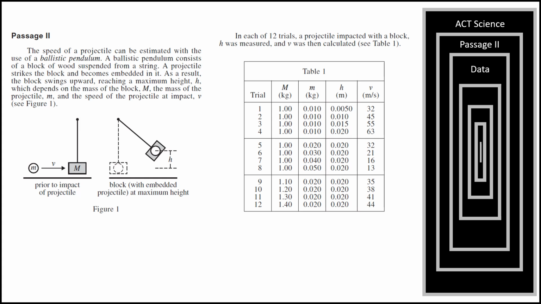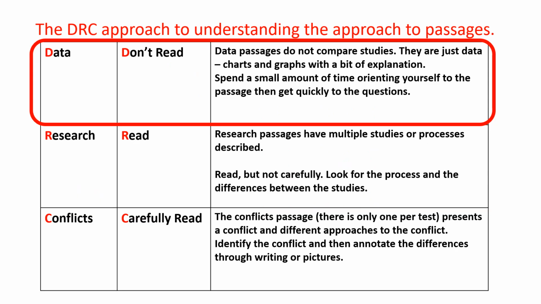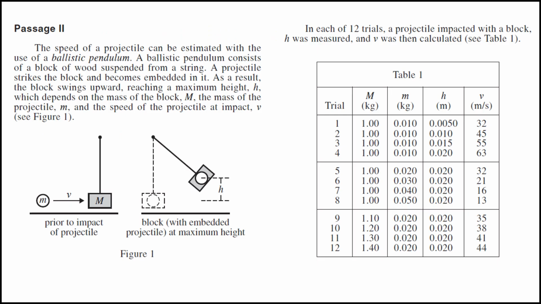This is an ACT data passage. This is passage 2. As a data passage, we don't read, we just quickly examine the passage and get to the questions as fast as possible. So it looks like we're studying the speed of a projectile.